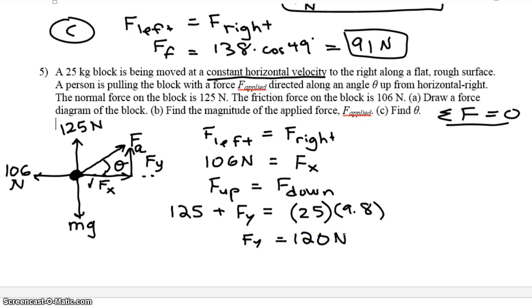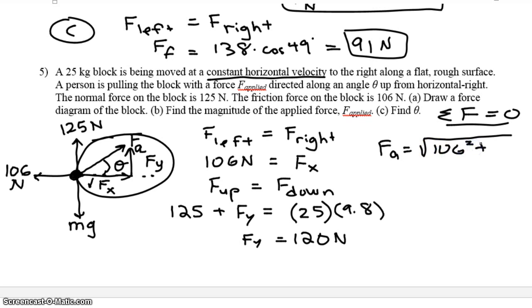So now that we know the two legs of this right triangle, the hypotenuse is the applied force. So how do I find the applied force? I use the Pythagorean theorem. It's going to be the x leg, 106 squared, plus the y leg squared, all square rooted. And what do I get for my applied force? I get about 160 newtons. That's part B.